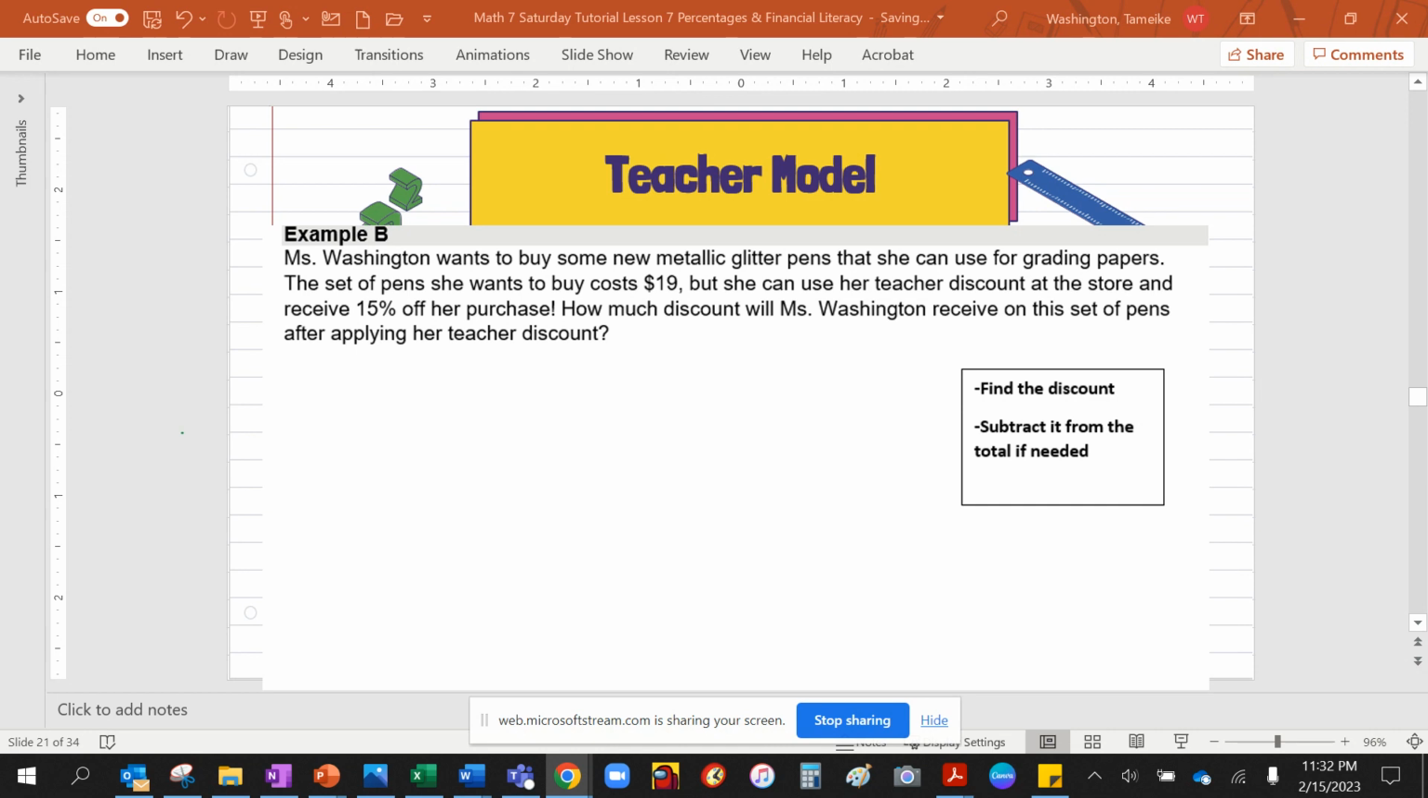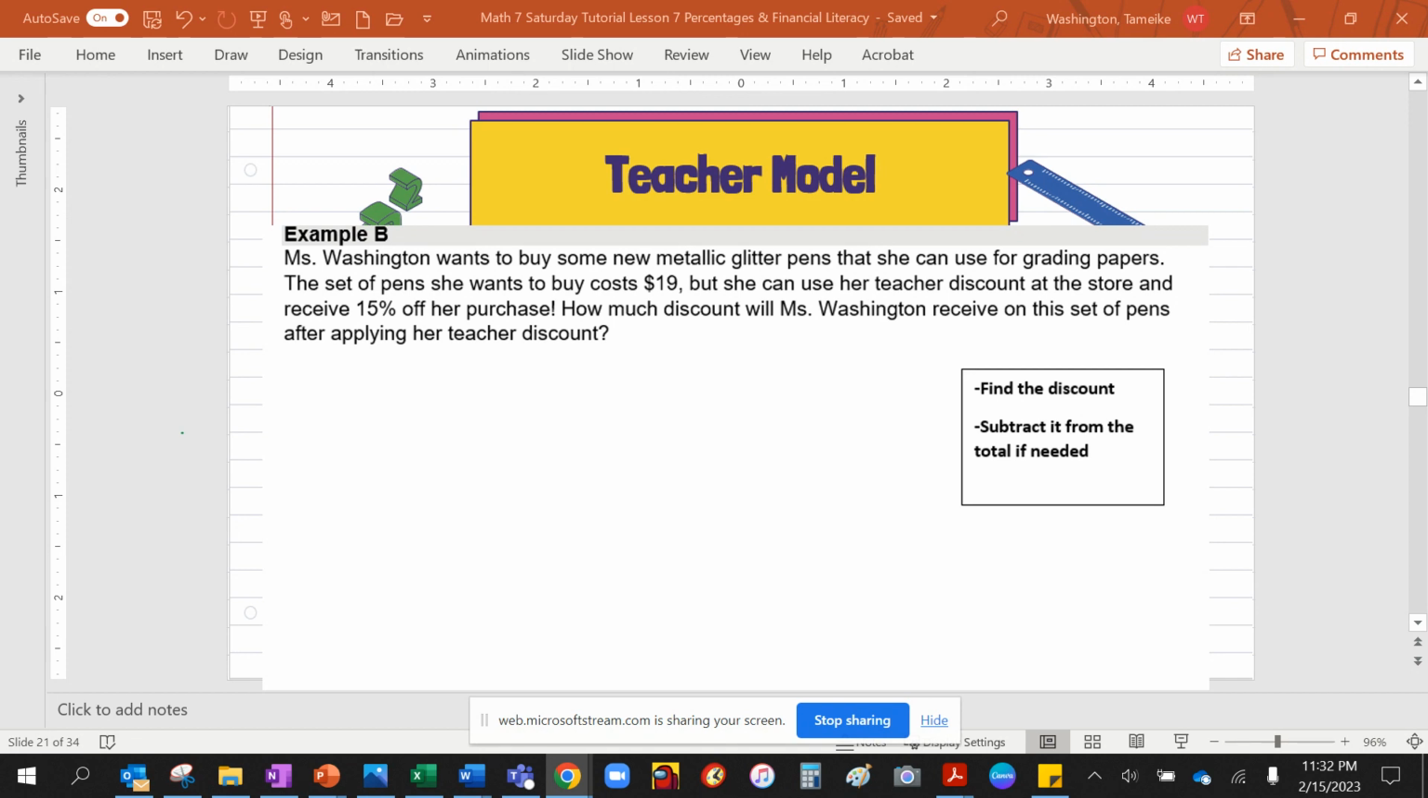The next problem says, Washington wants to buy some new metallic glitter pens that she can use for grading papers. The set of pens she wants to buy costs $19, but she can use her teacher discount at the store and receive 15% off her purchase. How much discount will Miss Washington receive on the set of pens after applying her teacher discount?